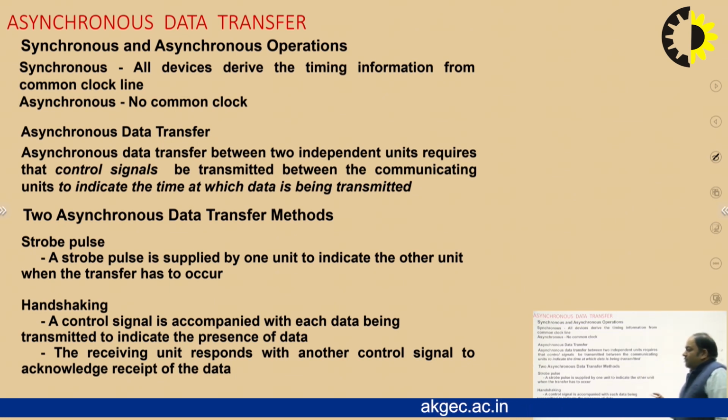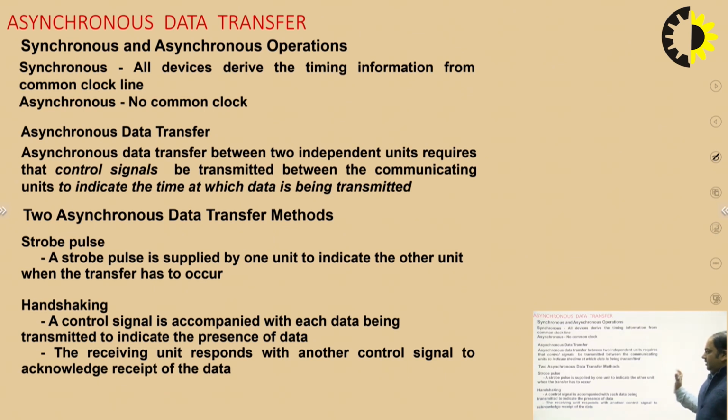Asynchronous data transfer is of two types: one is strobe pulse and another is handshaking. Strobe pulse means a pulse is supplied by one unit to indicate to the other unit when the transfer has to occur. In handshaking, a control signal accompanies each data item being transmitted. I will explain this in detail. First, I will explain strobe pulse.